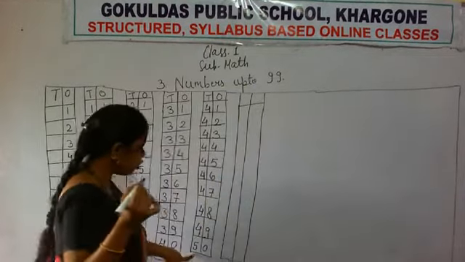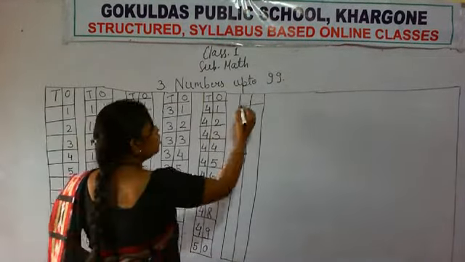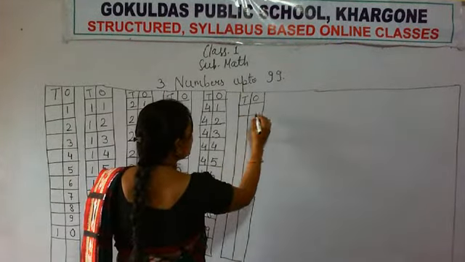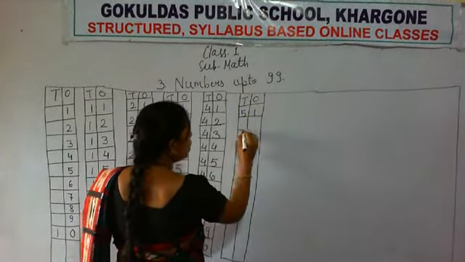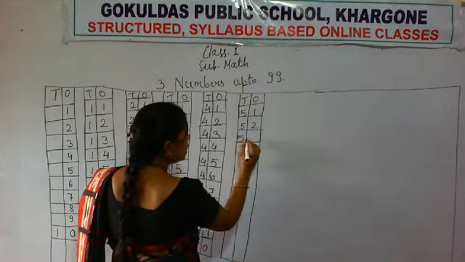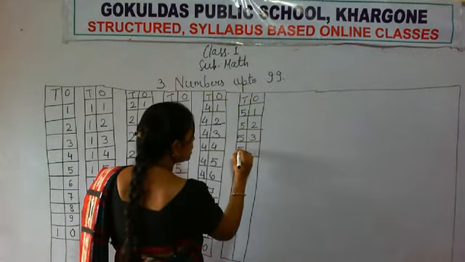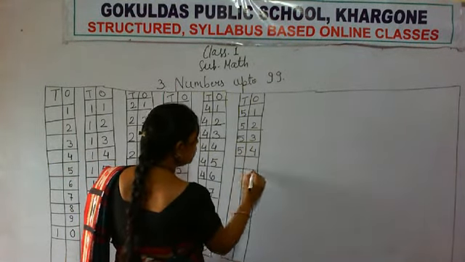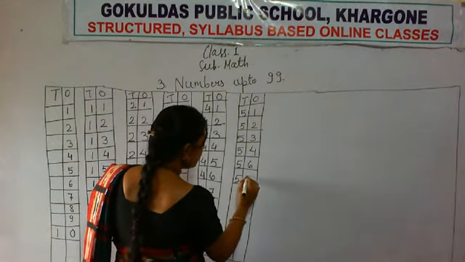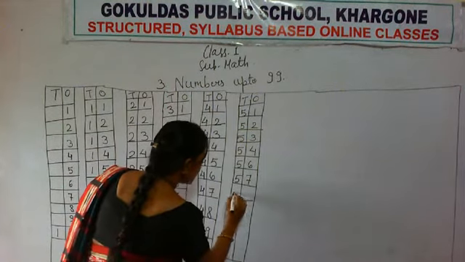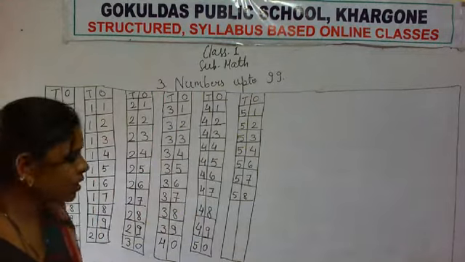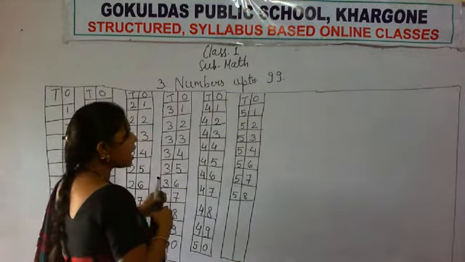Okay, here we stopped at 50. So which number will come here? 51. Then next will be 52. Next 53. Next 54. 56. 57. 58. Okay, I skipped one number here. Did you notice which number I have skipped?